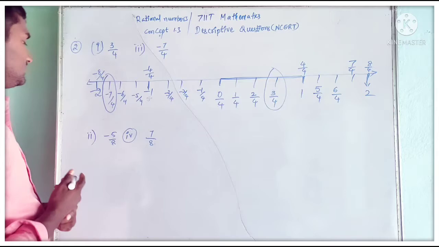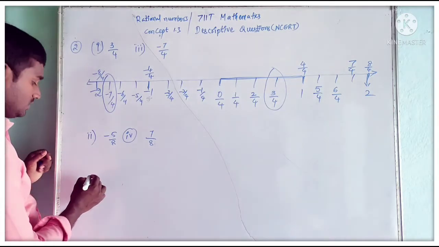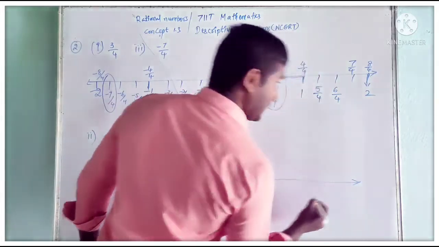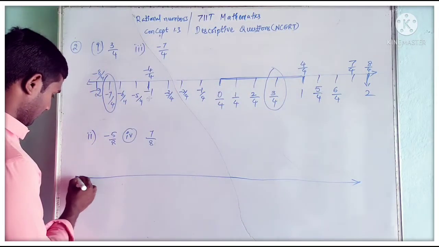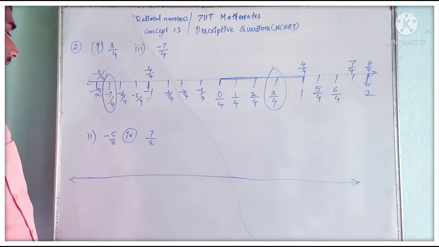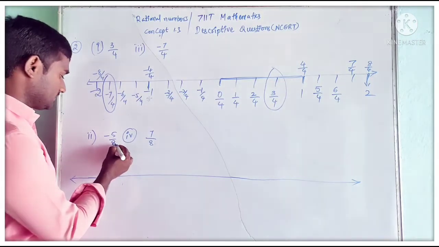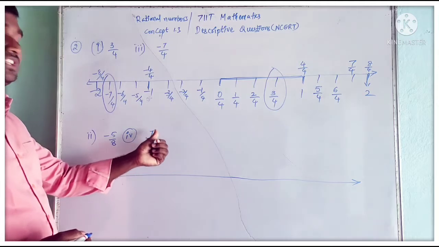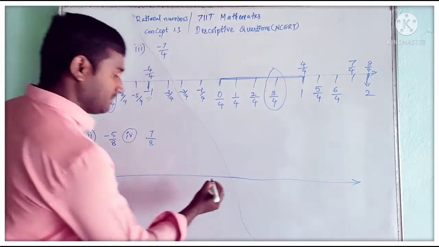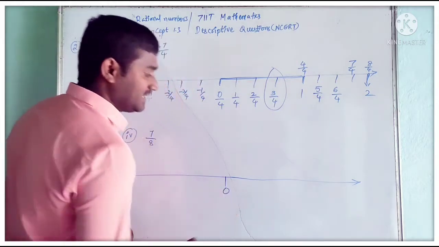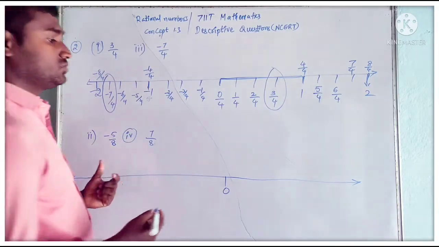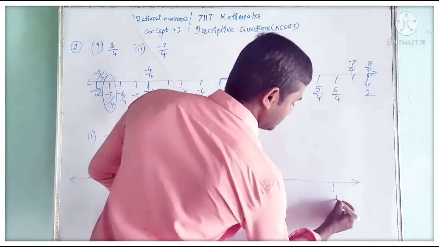And when you come to the second question, draw a number line here. Minus 5 by 8. One is a negative rational number and one is a positive rational number. So draw a number line and represent the integers. We need to make each part into 8 equal parts, so you can take more distance.